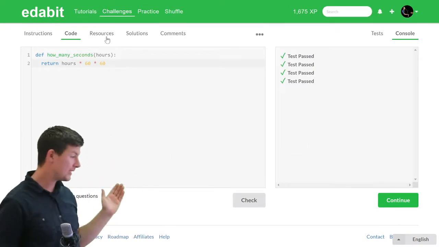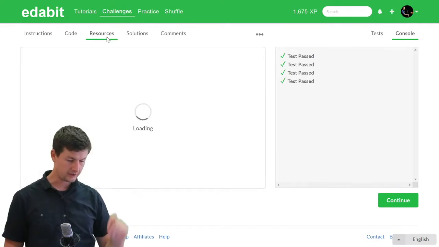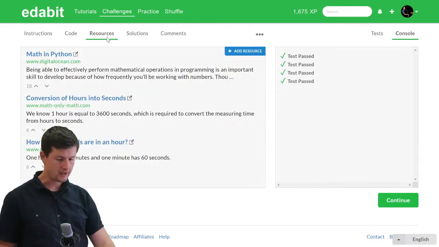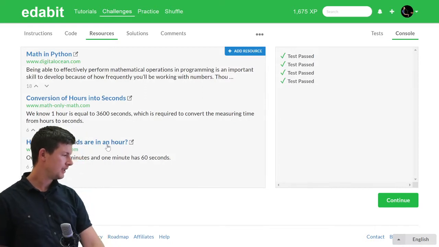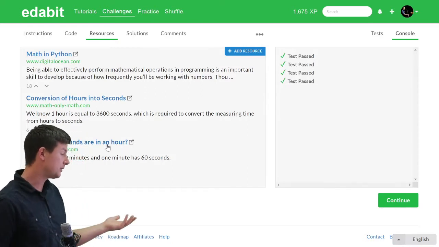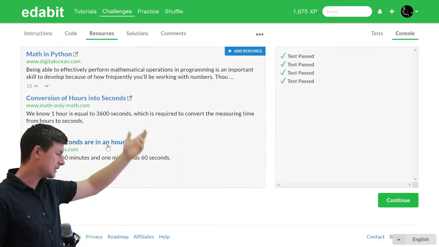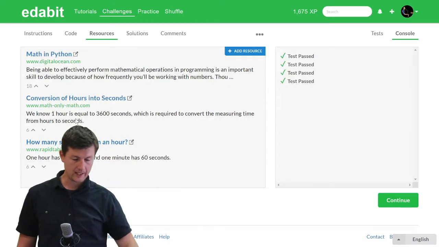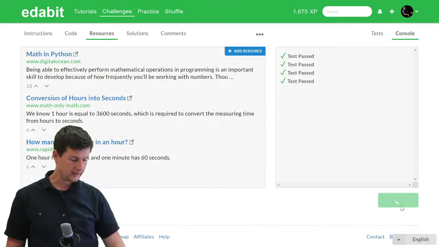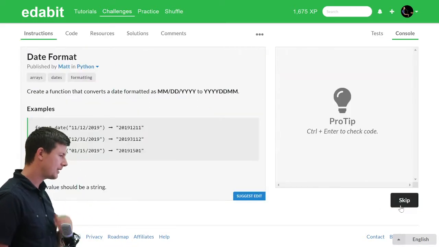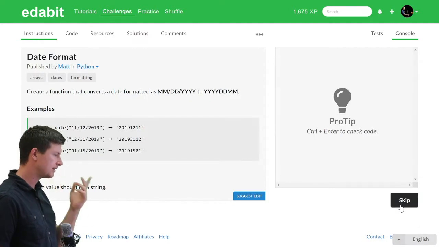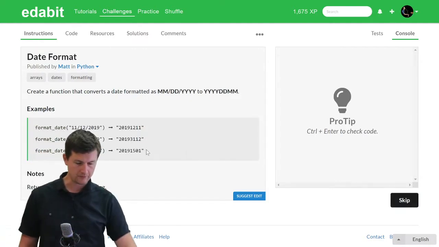If I was really stuck, I could have clicked on the resources tab, and I could have checked out these links for some clues to help. So maybe there's some part of Python I don't know yet. I follow these links, I learn about it, and then I use that in my code. I then continue.